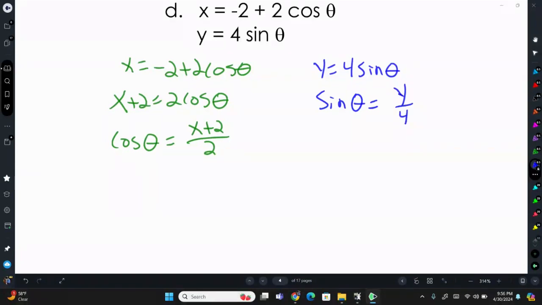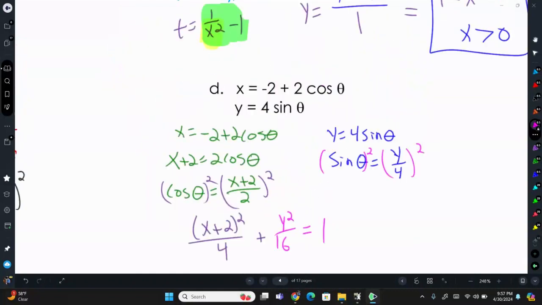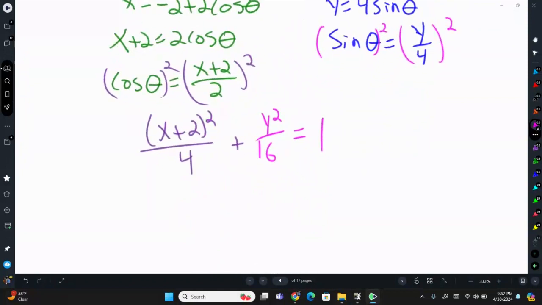Well, our identity for sine and cosine is that sine squared plus cosine squared is equal to 1. So if I square this, I get (x plus 2) squared over 4. So then with the sine, square both of them. So we have plus y squared over 16 equals 1. So this is an ellipse that is vertical because a bigger number is under y squared. So again, this parametric equation up here is this ellipse in disguise.